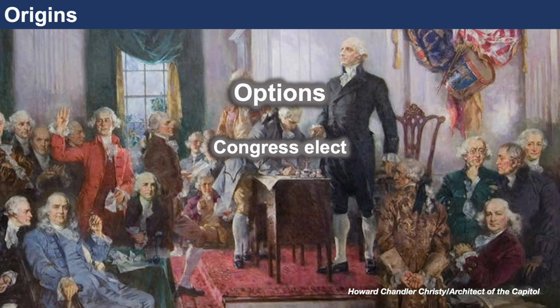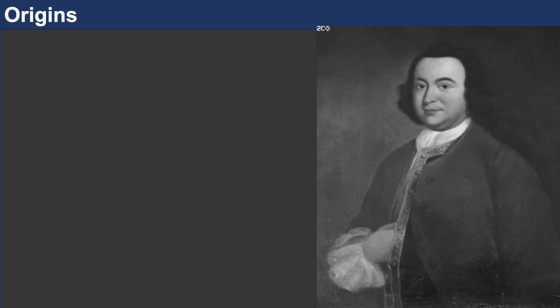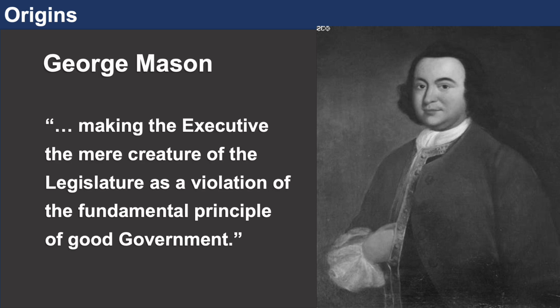Remember, the president is the head of government as well as the head of state. That's why we hear about the Biden administration, the Obama administration. Right? They are responsible for implementing the policies of the president and the Congress. So Virginia delegate George Mason viewed making the executive the mere creature of the legislature as a violation of the fundamental principle of good government.